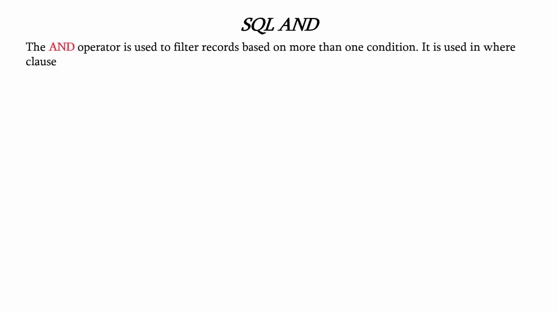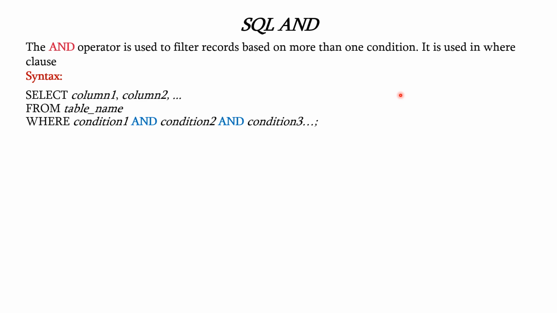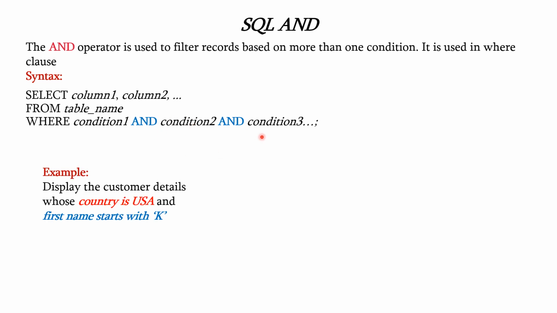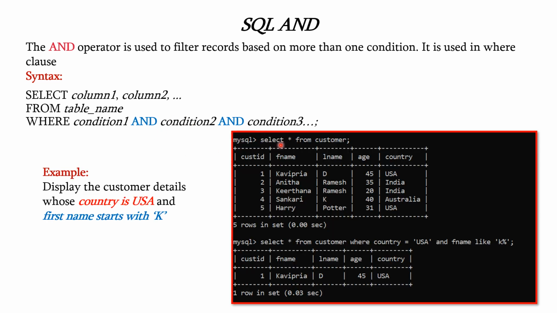Next we have the SQL AND operator. The AND operator is used to filter the records based on more than one condition. It is used in the where clause. The syntax is select column names from the table name where multiple conditions can be combined using the AND operator. So let us see the example for this.